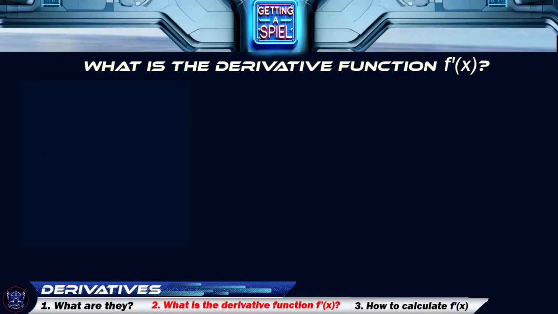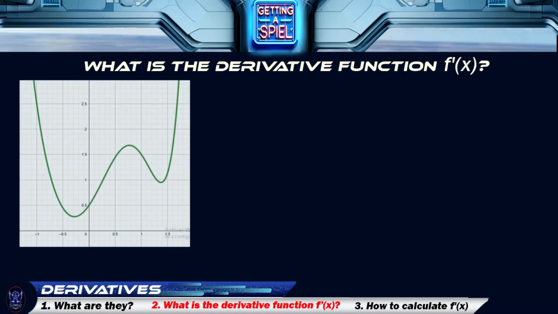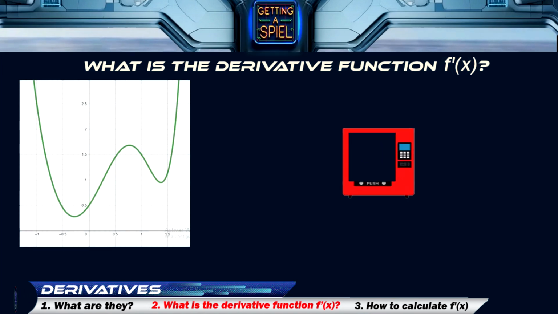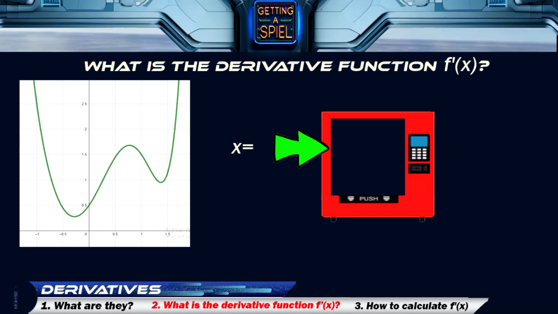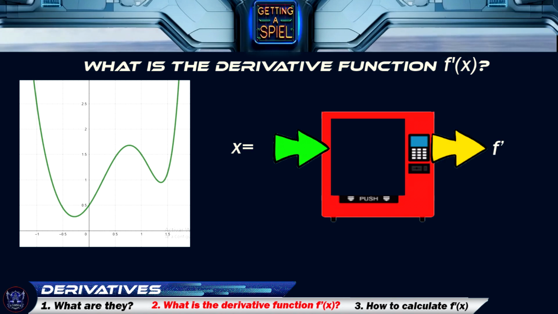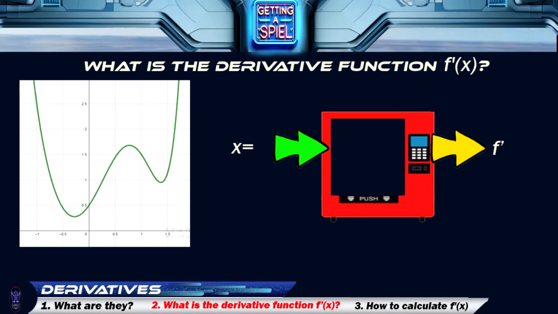Now that we have an idea of how to measure the growth of a function at any point we want, it would be great to have a machine where we could input the value of x whose slope we want to know, and the machine would tell us. Well, fortunately, that machine exists. It's called the derivative function, or simply the derivative.